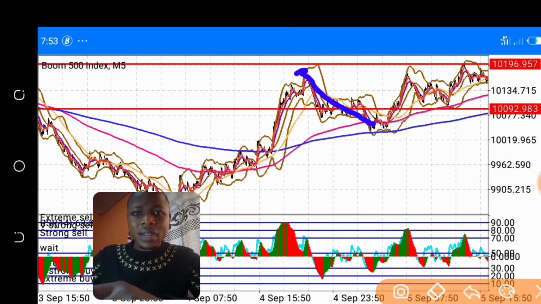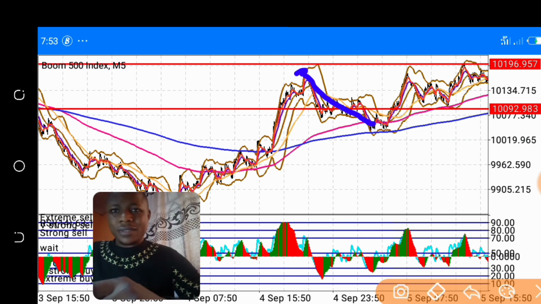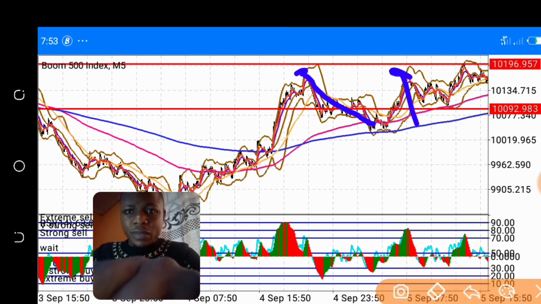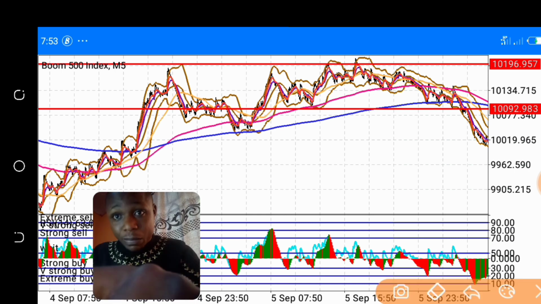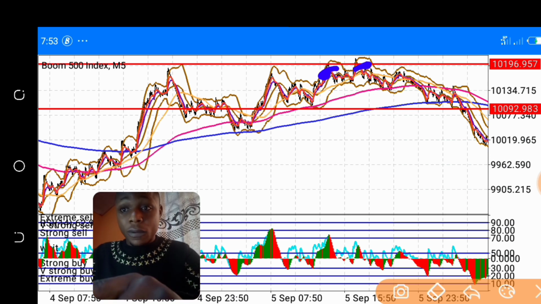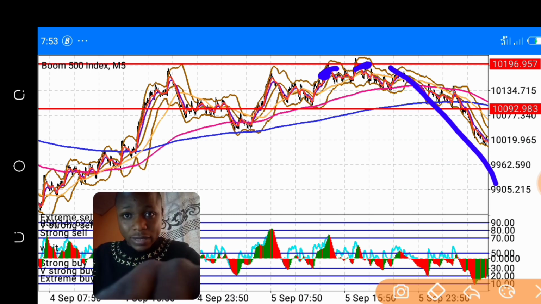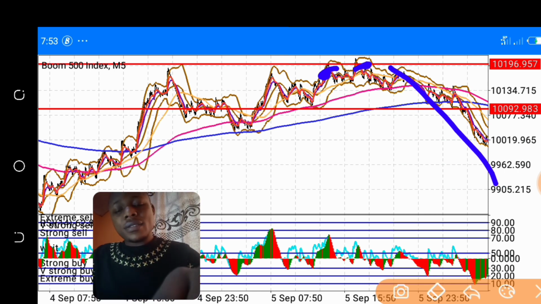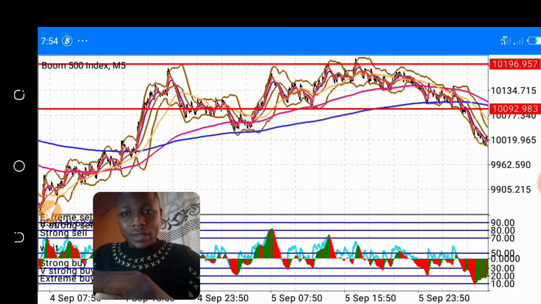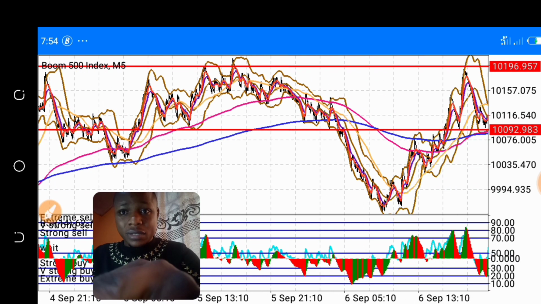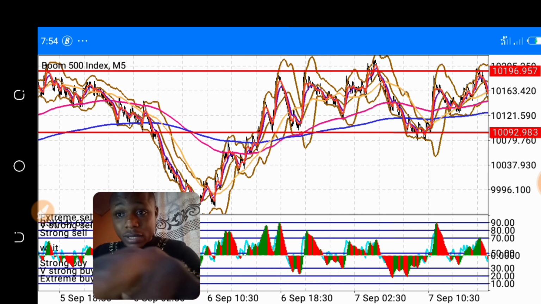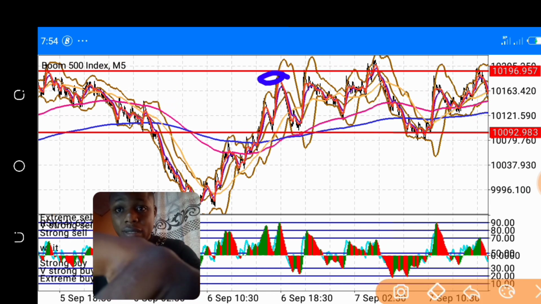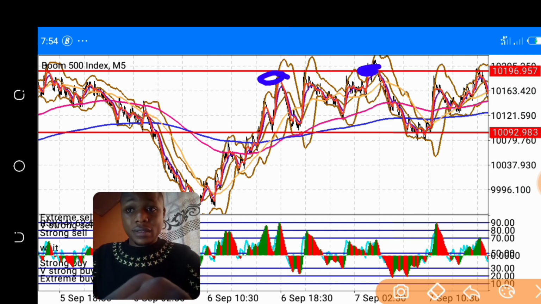You must respect his great grandfathers, his great ancestors. It respected it. It came here again, respected it. It tested it 4 times, then went back again. So that was a very strong resistance. Then went back again. So those are the tricks we use on this market. You just have to be patient. See it again, that same resistance.